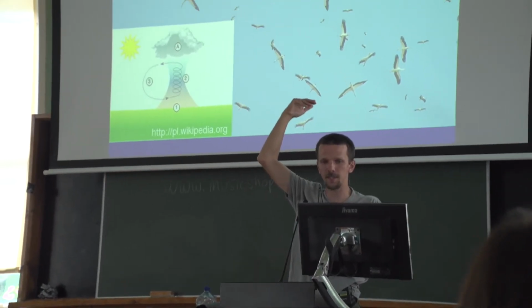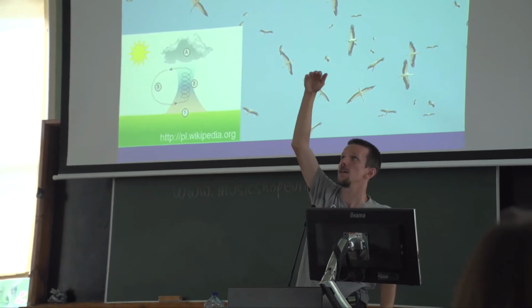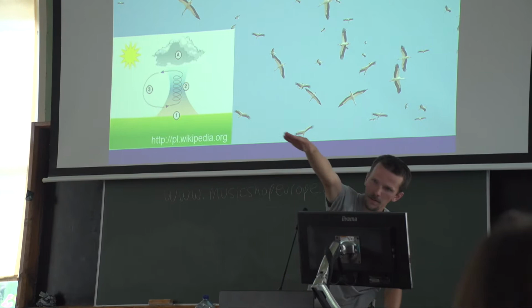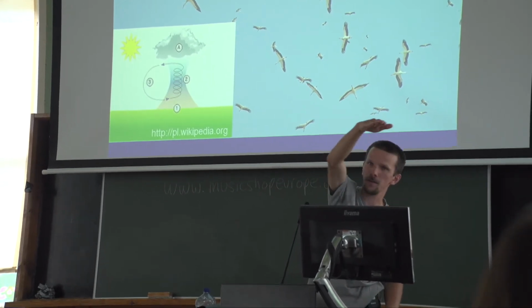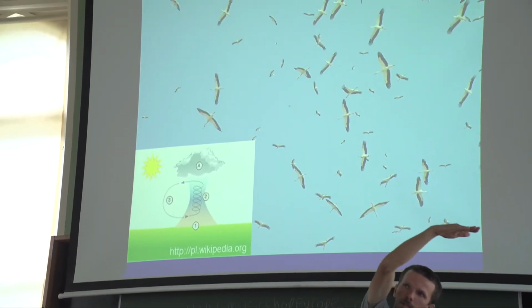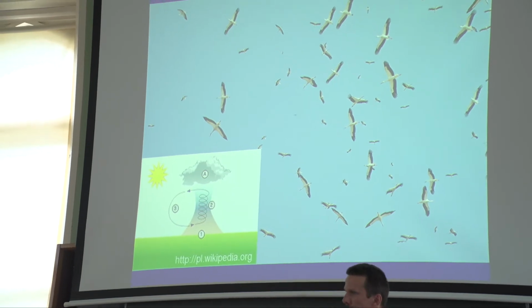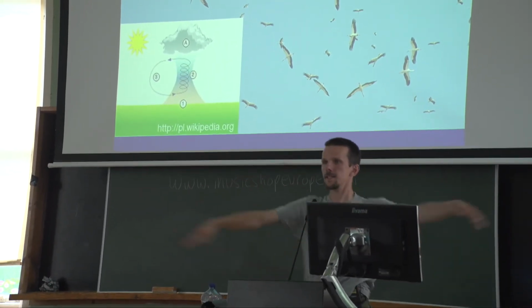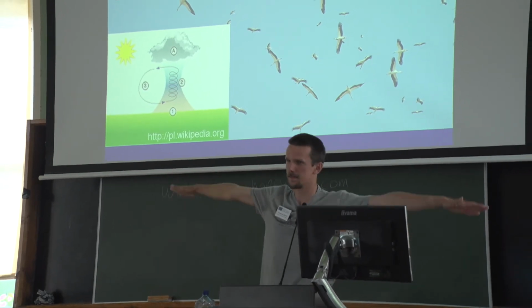A flock of storks in a thermal like that. When they go to the top, they just glide down to the next thermal, okay? So a stork can fly to Africa without even moving its wings. It just flies like that.